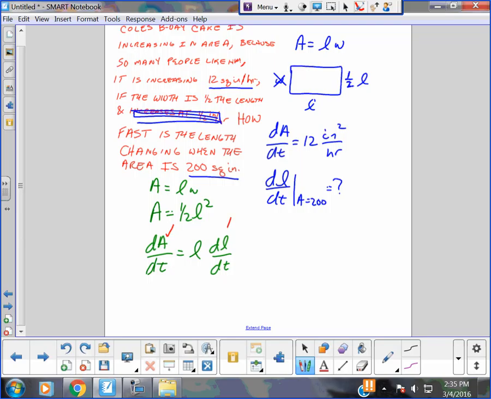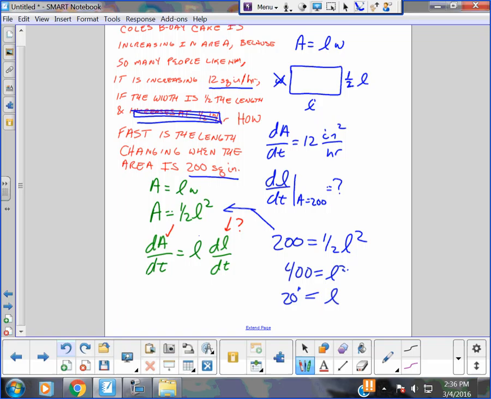I want to find this. This is my unknown. What do I also have to know? This time I have to know L. But we have this neat formula right here where I said the area of a cake, and I hope I did this right, was 200 square inches. Oh, I did this right. It's going to be an integer. I multiply both sides by 2. Everybody agree that the length of this cake is now going to be 20 inches?